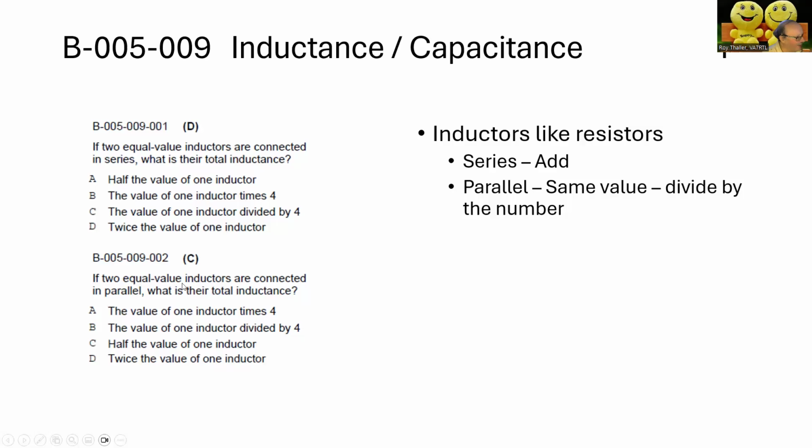If two equal value inductors are connected in parallel, again similar to a resistor, you would divide by 2. So it would be 1/2 of the value of one inductor. So C would be the correct answer.